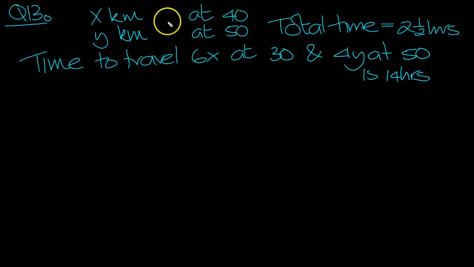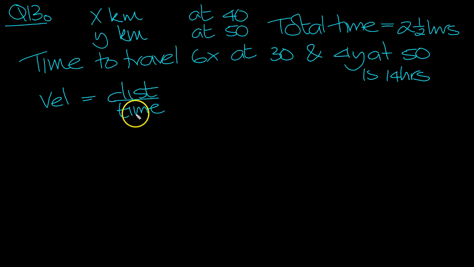So a motorist travels x kilometers at 40 and y kilometers at 50, and the time taken is 2.5 hours. So we're going to need to use velocity equals distance over time, I would imagine. Now the total time taken, so that tells us what the time taken will be, move the time up, and it'll be distance over velocity, won't it?